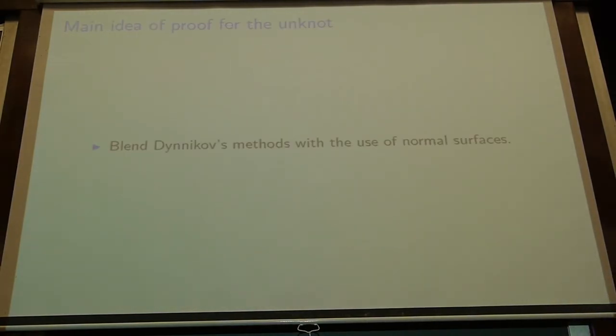Okay, in the case of a 3-valent interior vertex, I'm not going to describe it. So how does my proof work? Well, what you do is you combine normal surface theory with Dynnikov's theory. You combine the two theories. Now, they don't fit together particularly well, but you do your best.